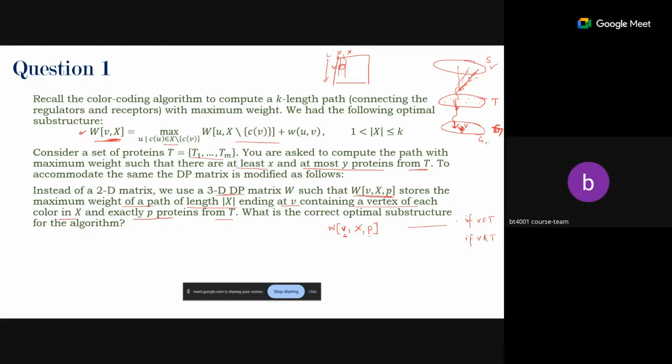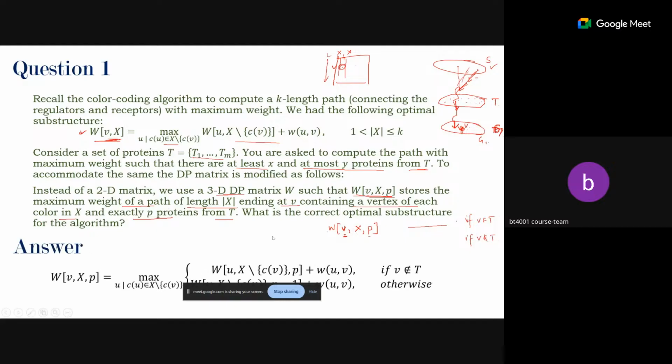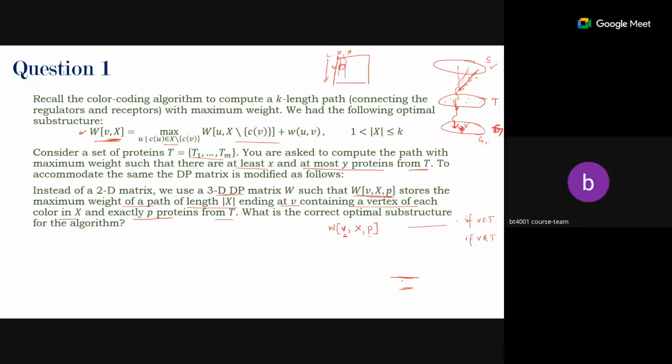So for the optimal substructure, we have to look into these two cases, whether V is in T or V is not in T. So for that scenario, we will be doing this. So this is actually the optimal substructure. What happens is we look into, if V is not in T, then what happens, and if V is in T, then what will happen. So I'm going to pause a little bit before going into details.